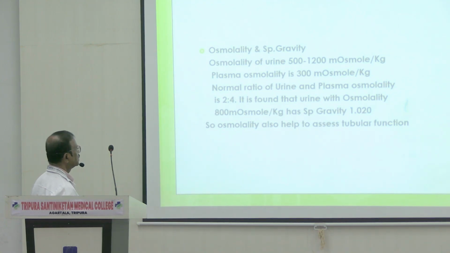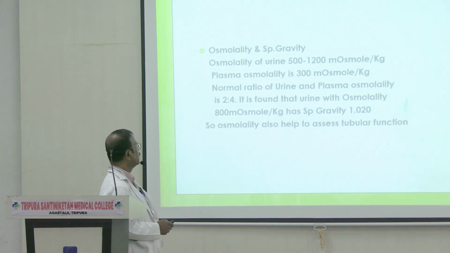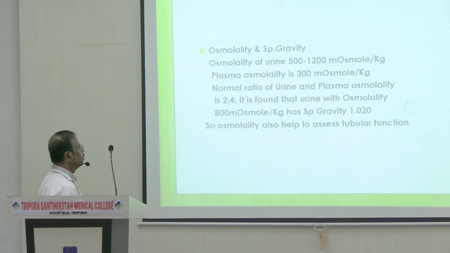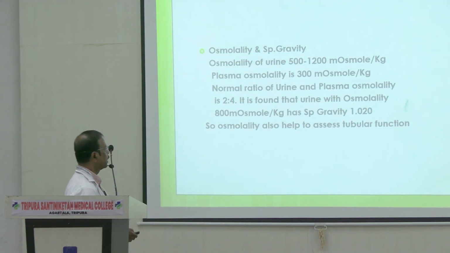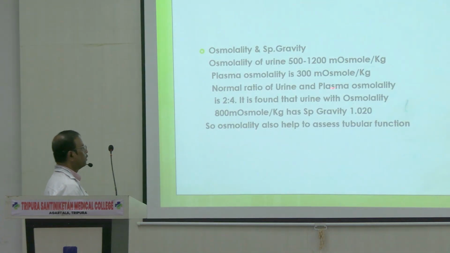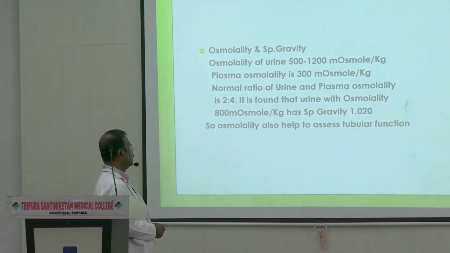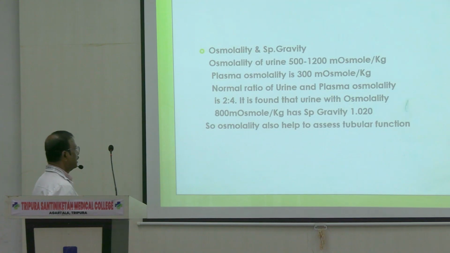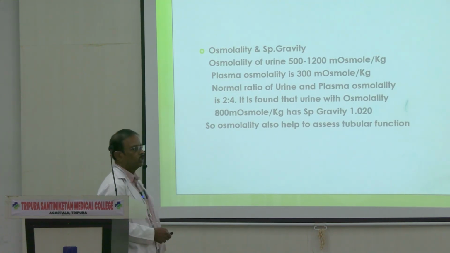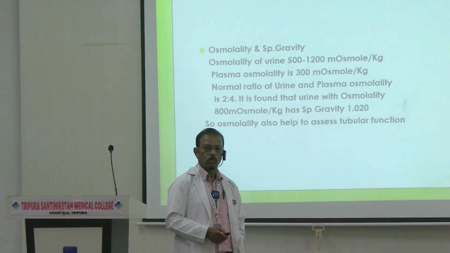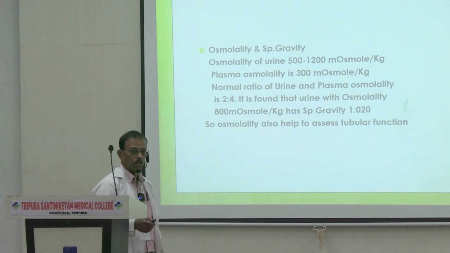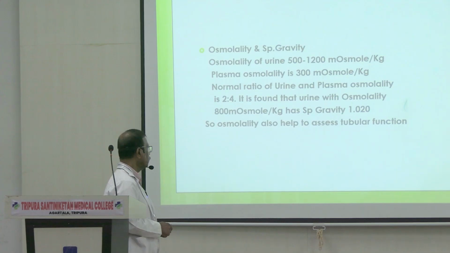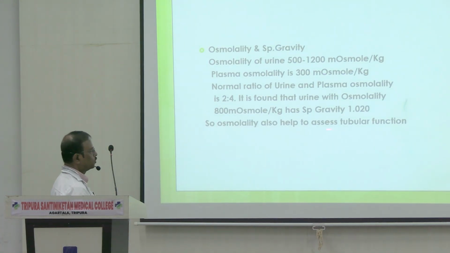Osmolality and specific gravity have a relation. Urine osmolality is 500 to 1200 milliosmol per kg. Plasma osmolality is 300 milliosmol per kg. So the normal urine to plasma osmolality ratio is 2:4. Urine with osmolality of 800 milliosmol per kg has a specific gravity of 1.020. So osmolality has a role in determining kidney function and helps to assess tubular function.